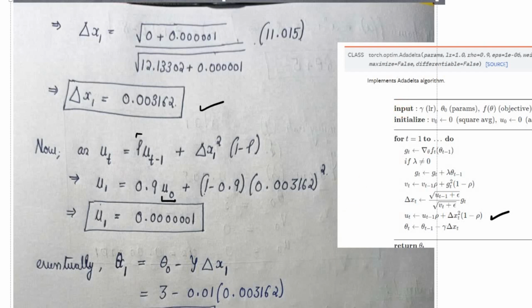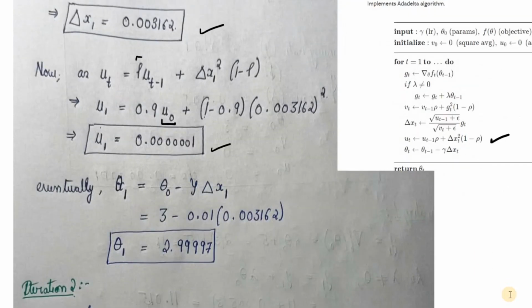Now we update the value of u1 and then we get u1 as this, a very small value which is kind of near to 0, but still it's a value which we have to calculate. Eventually we do the parameter update step, which is going to be the final step, and this is how we do. We put the value of t as 1, so theta 1 is theta naught minus gamma times delta x1. Delta x1 we have already calculated, and the theta 1 comes out to be 2.99.